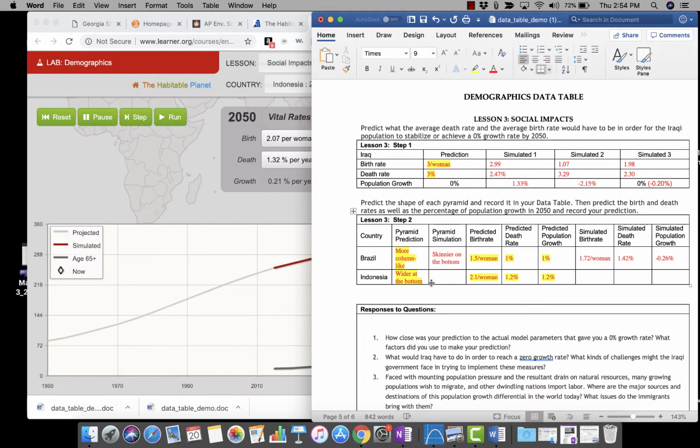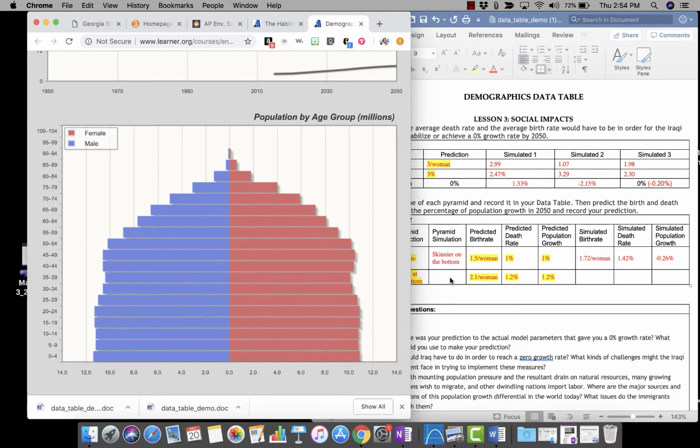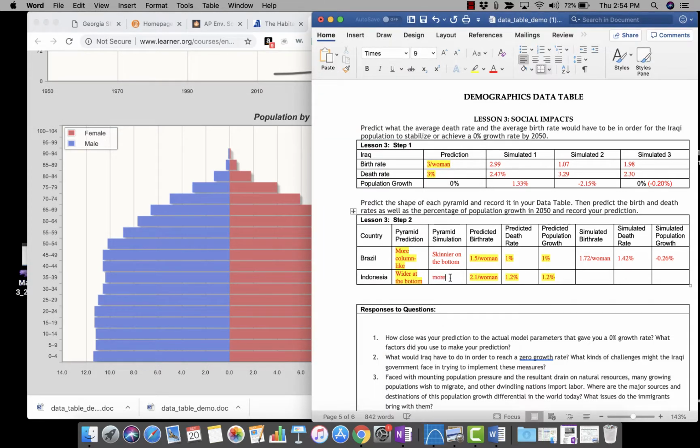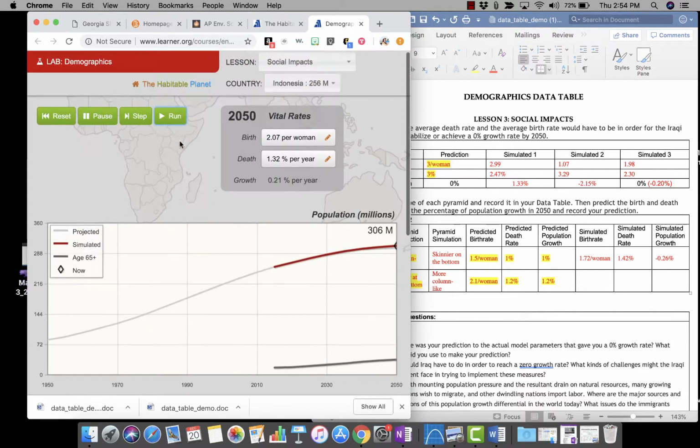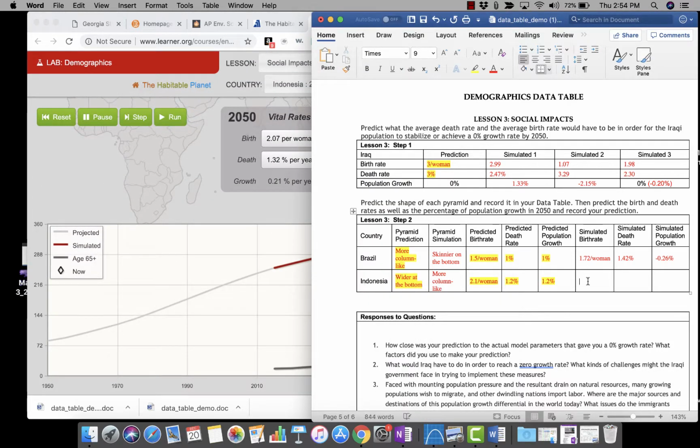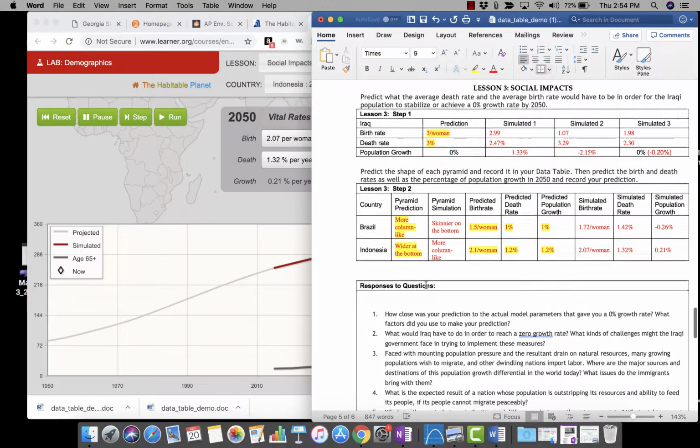Okay, so what did we get? The simulation, okay, so this one was more column-like. Our birth rate was 2.07. Hey, we weren't that far off. The death rate was 1.32. And the population growth is 0.21%. Okay, so I was way off on that. Okay, so anyway, but at least we've got it.